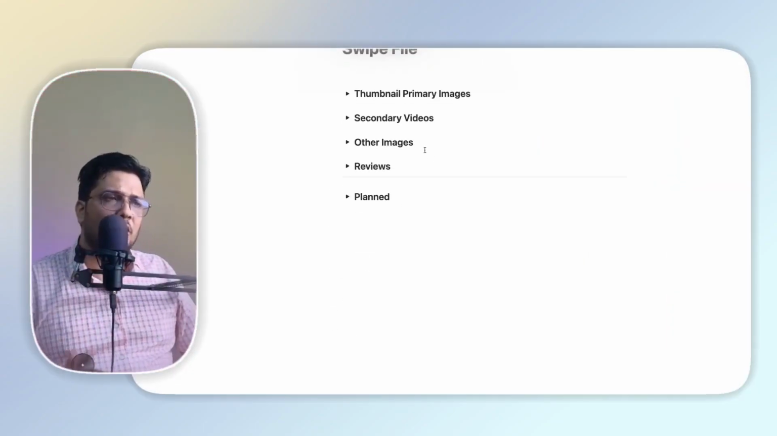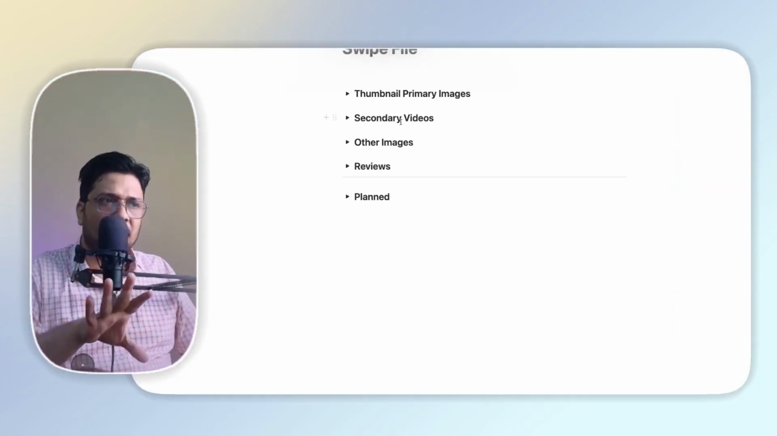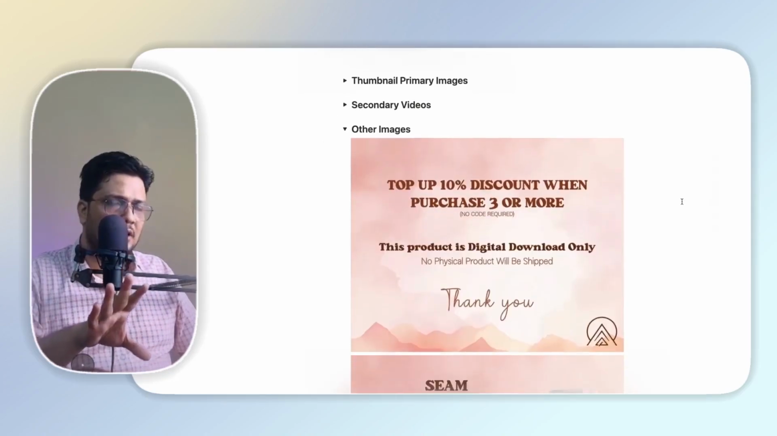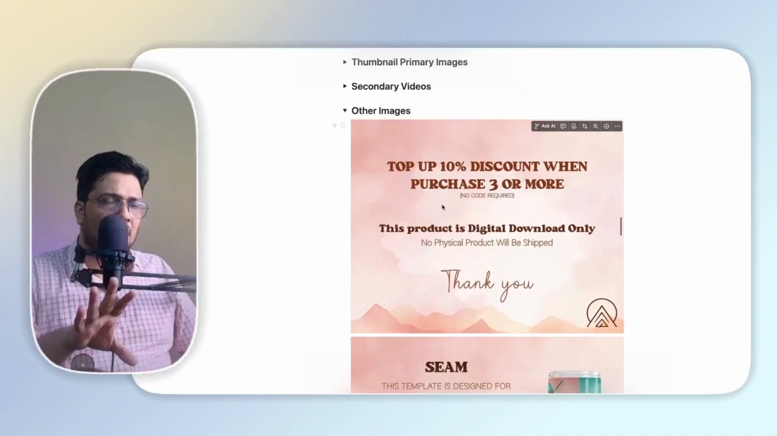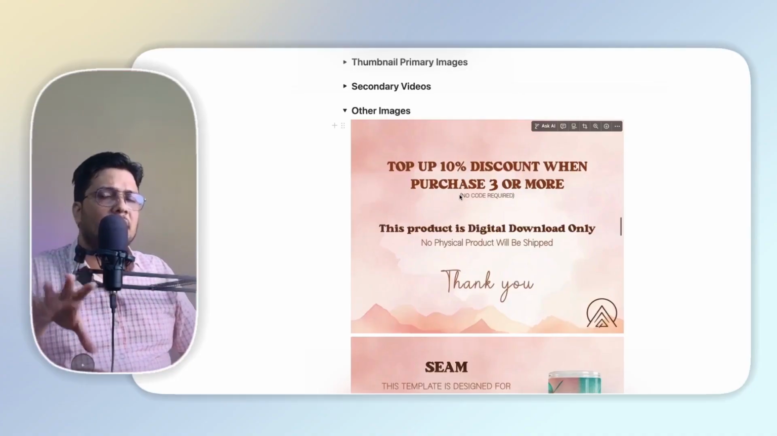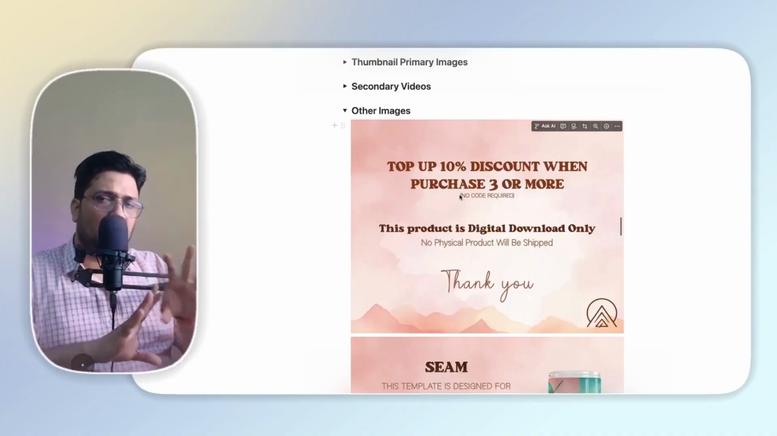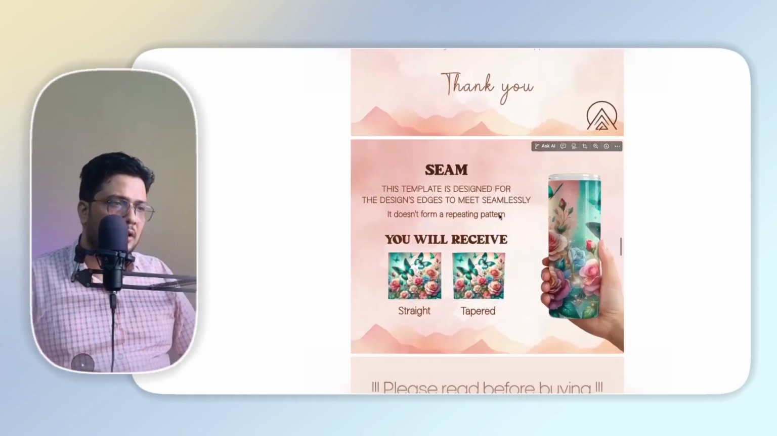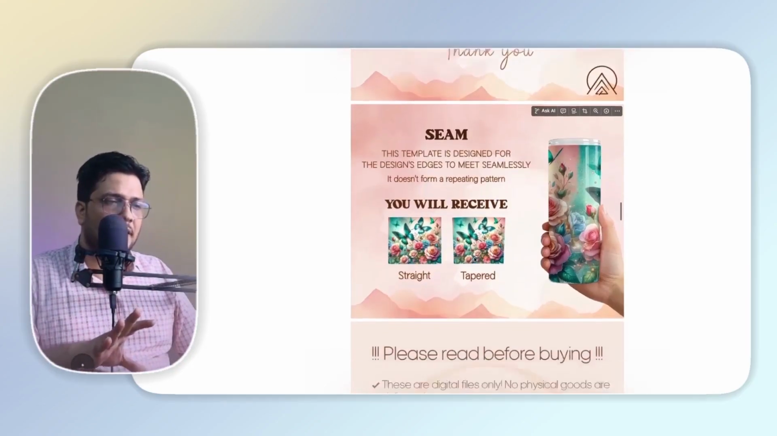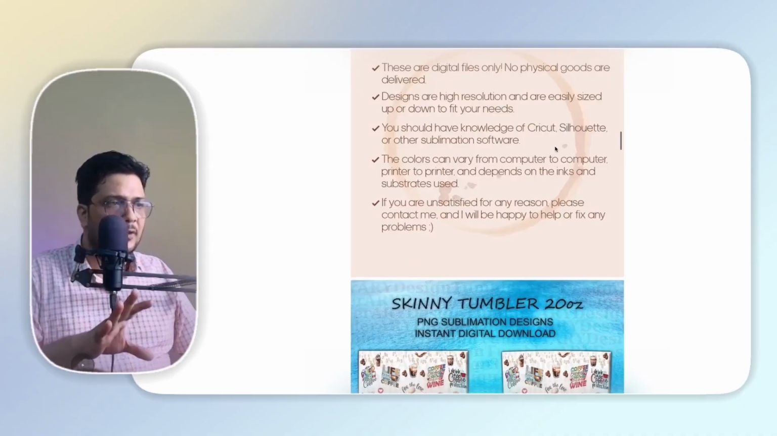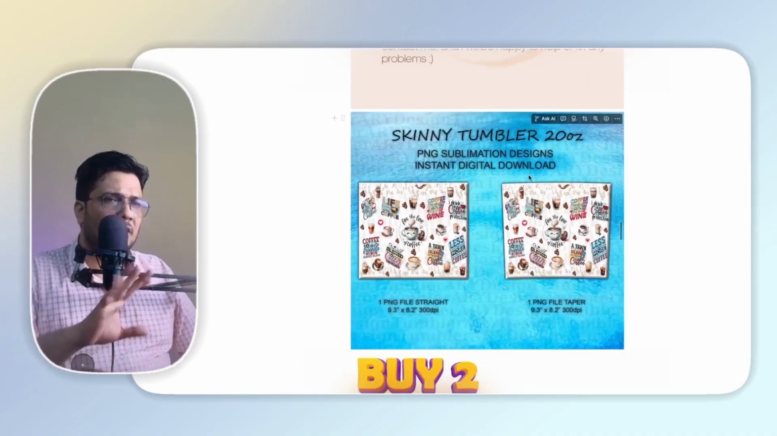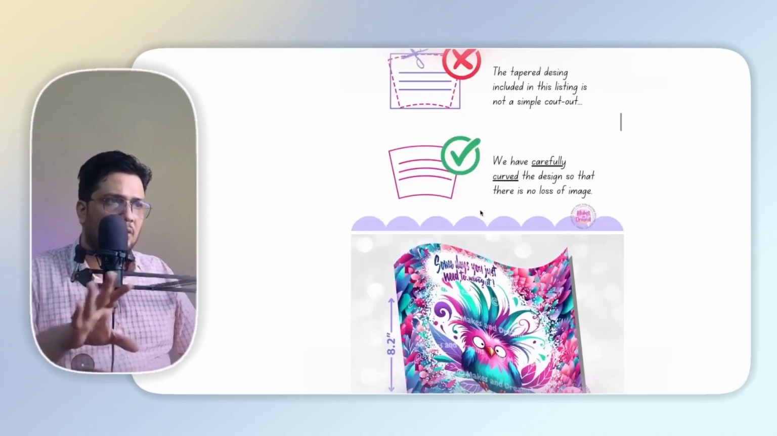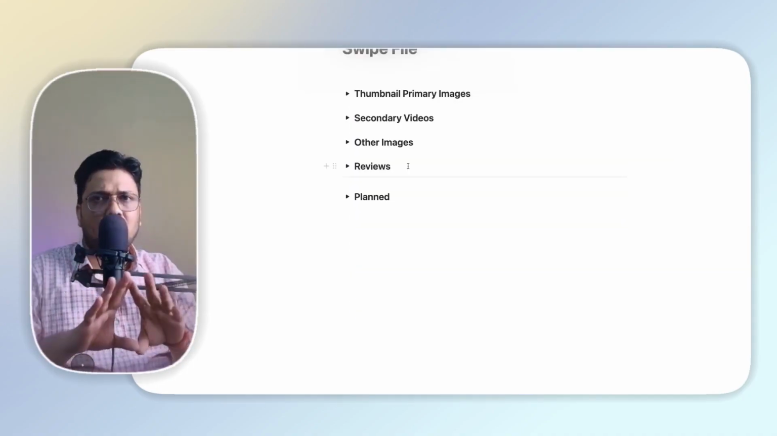When you do your research for primary thumbnail image and secondary videos, I want you to go and collect other images as well. These are other listing images that I collected, just to give an insight into other features, benefits, and objections. This talks about seam, straight, and tapered. Please read before buying. I collected all of them without any judgment. Price, buy 2 get 45%. So you can go and collect them as well. So that's all in module 1.